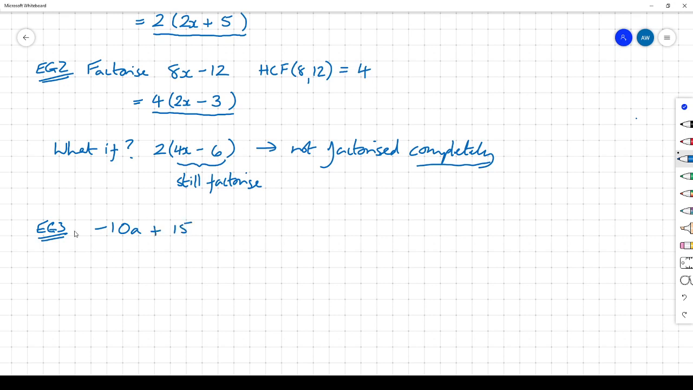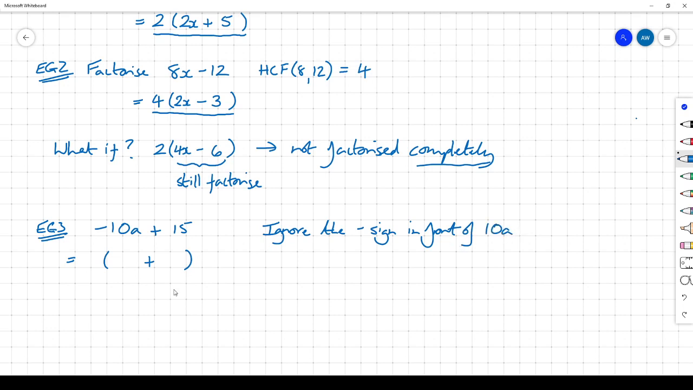So the reason I put this example, this time we've got a negative algebraic term at the front. Okay. In the other ones we had 8x and the other one was positive as well. So what happens now? Well, we put our brackets and we put our plus. You don't have to worry about this negative sign at all, right? Okay, ignore the minus sign in front of 10a.